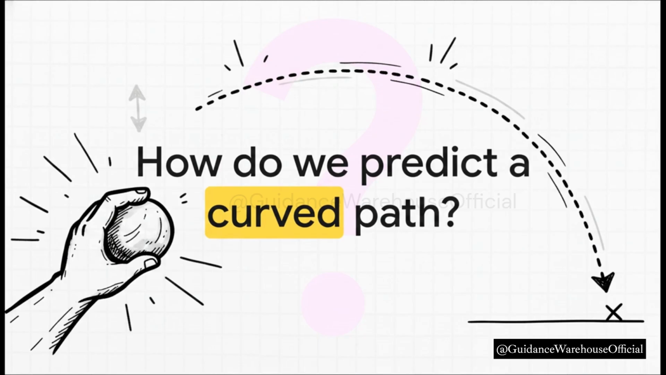When you throw something, anything, it makes that classic curved path, right? And it seems like one single, pretty complicated motion. So how in the world are we supposed to predict where it's going to be at any given moment? This, right here, is the big problem we're going to solve today.